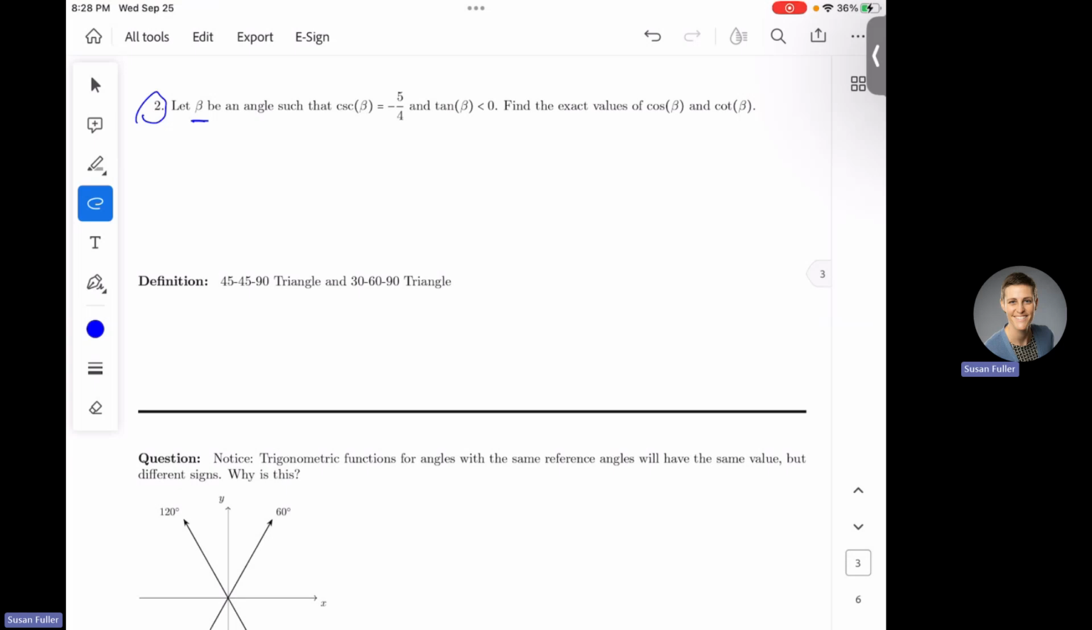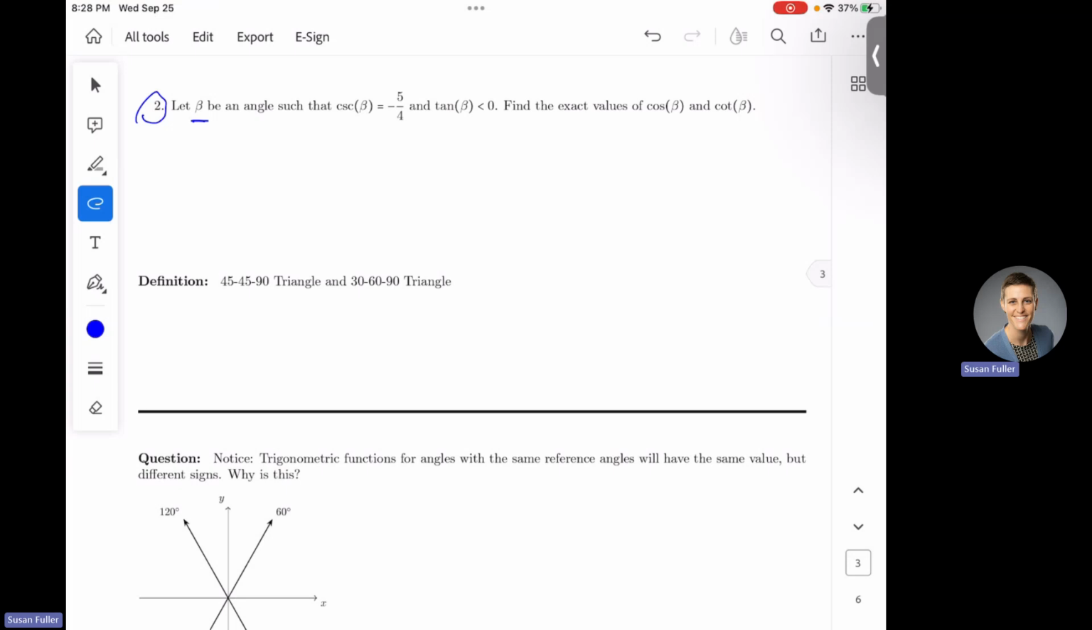Okay, so we did a problem similar to this in class. The one we did in class, we were told which quadrant our angle lived in, and then we were able to use that to draw our angle and then create our reference triangle. That's the triangle that you make from your terminal side to the x-axis using your reference angle. But here I'm not told which quadrant my angle beta lies in. What I'm told is that the cosecant of beta is negative 5/4.